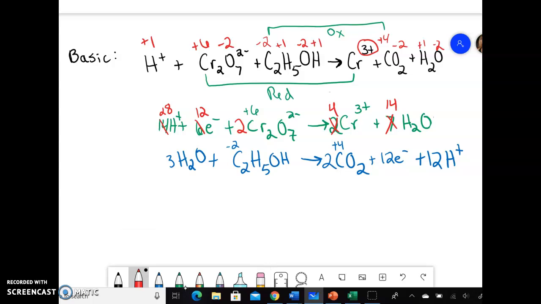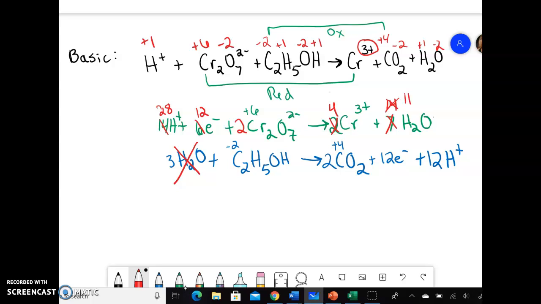All right, now let's see if there's anything that we can cancel. I have 14 waters on the right in the green reaction, and I have 3 of them on the left in the blue. So these 3 are going to cancel 3 of these 14. So that's going to become 11.